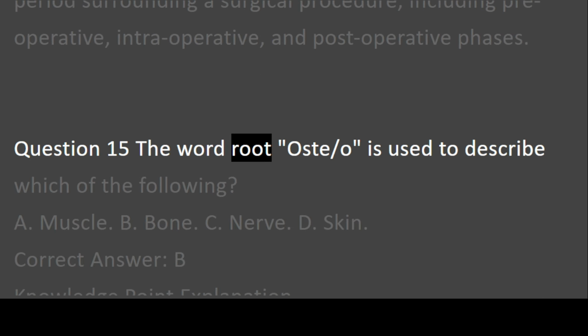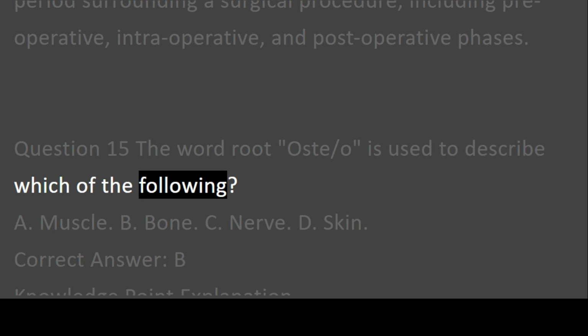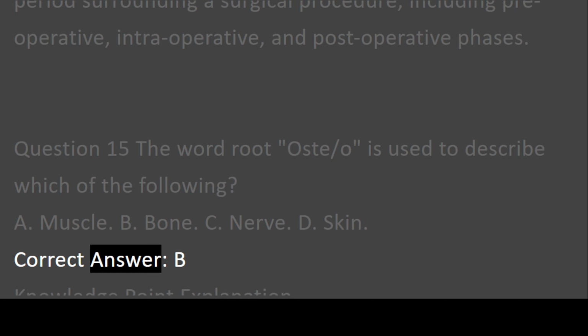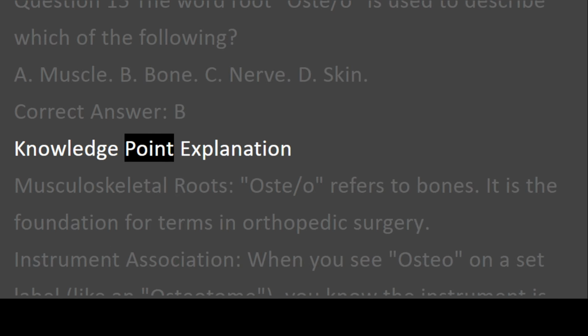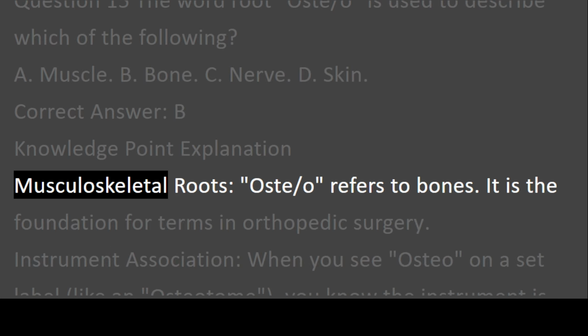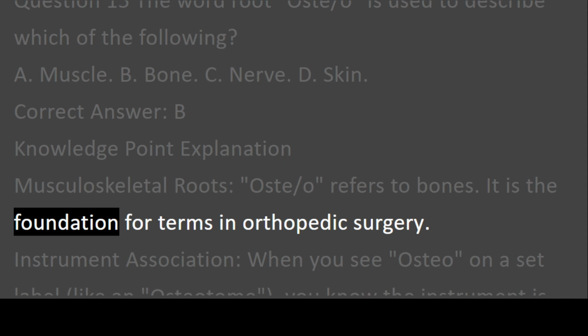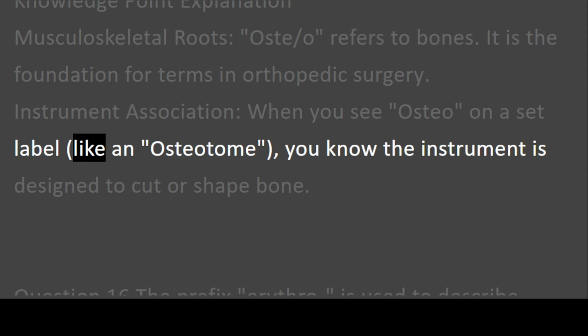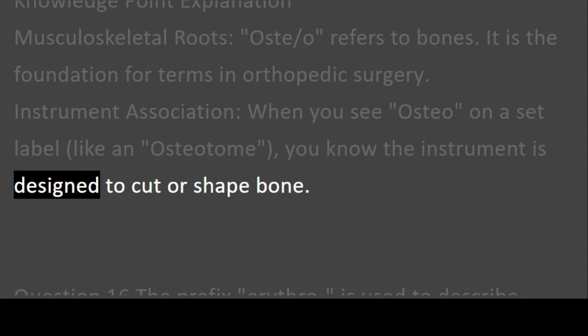Question 15. The word root ost/O is used to describe which of the following? A. Muscle. B. Bone. C. A nerve. D. A skin. Correct answer, B. Knowledge point explanation. Musculoskeletal roots. Ost/O refers to bones. It is the foundation for terms in orthopedic surgery. Instrument association. When you see osteo on a set label, like an osteotome, you know the instrument is designed to cut or shape bone.